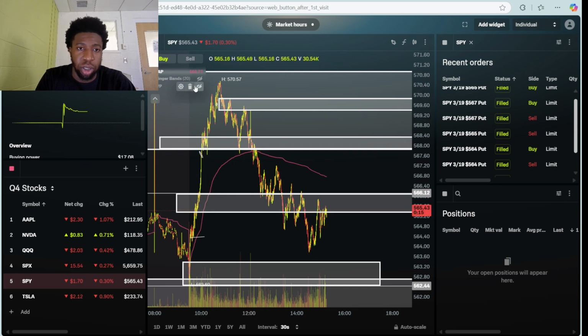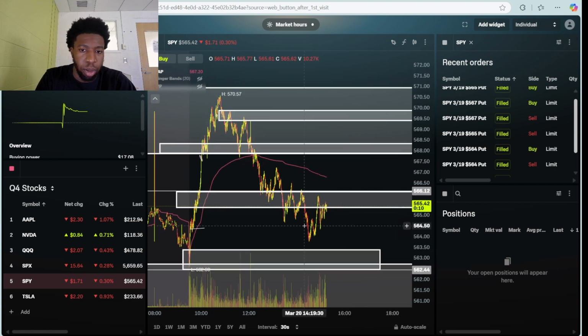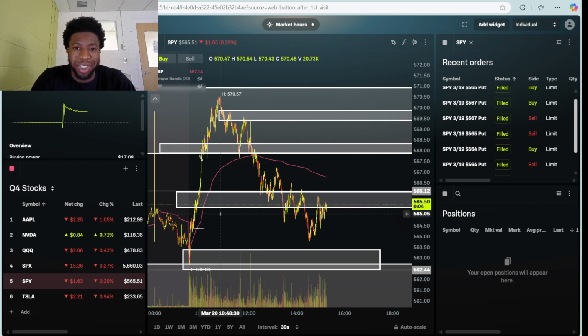That's how I use the VRVP and the VWAP. But yeah, I basically just explained a little bit of my strategy. I'm still figuring it out, but let's go through what SPY did for today, and how I traded this.